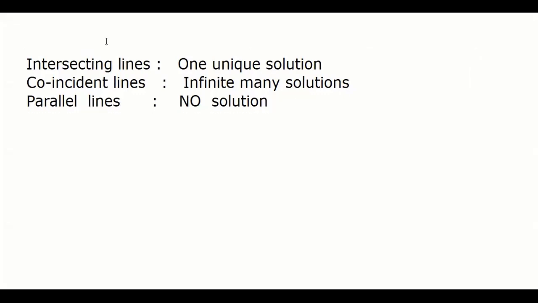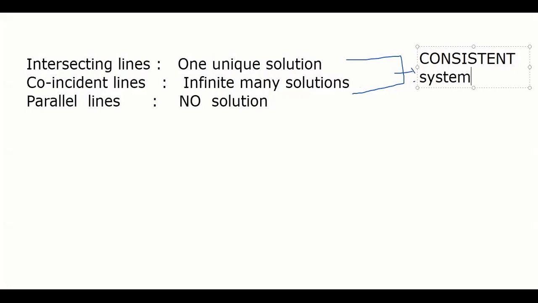Listen carefully, one more thing. If we have one solution or infinite solutions, we call it a consistent system. मतलब कि the system has some solution, either one or infinite, but solution तो है. But when there is no solution at all, you call it an inconsistent system.